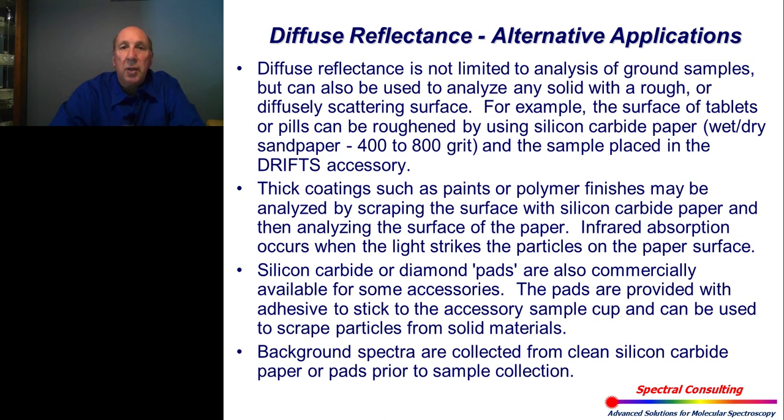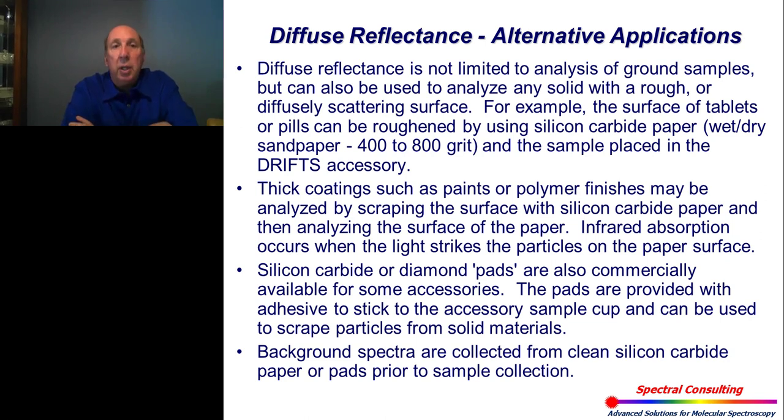So diffuse reflectance, some alternative applications. We can do analysis of a rough or diffusely scattering surface. For example, the surface of tablets or pills can be roughened by using silicon carbide paper. That's basically wet dry sandpaper. That's what it's termed. It's 400 to 800 grit. And what we do is we rub the surface of the tablet so that we make the surface very rough. And then we put the sample in the DRIFTS accessory. And some of the DRIFTS accessories actually have a little holder for tablets and pills.